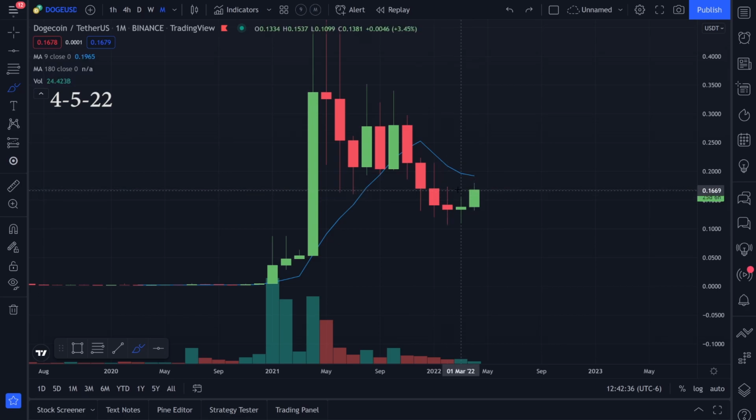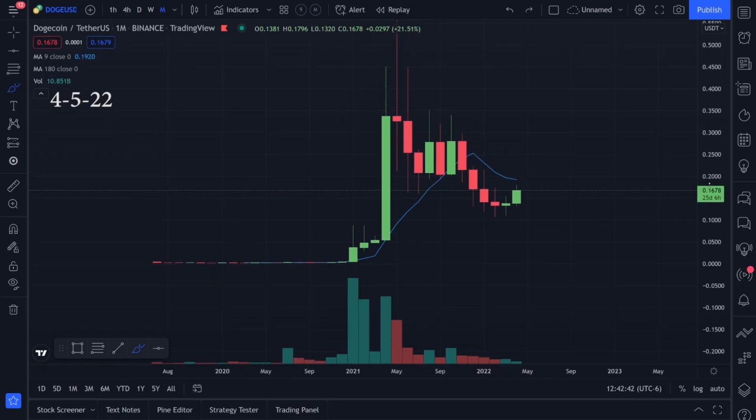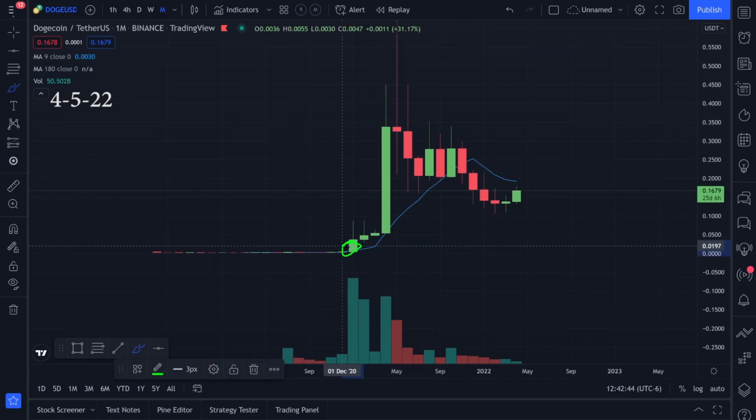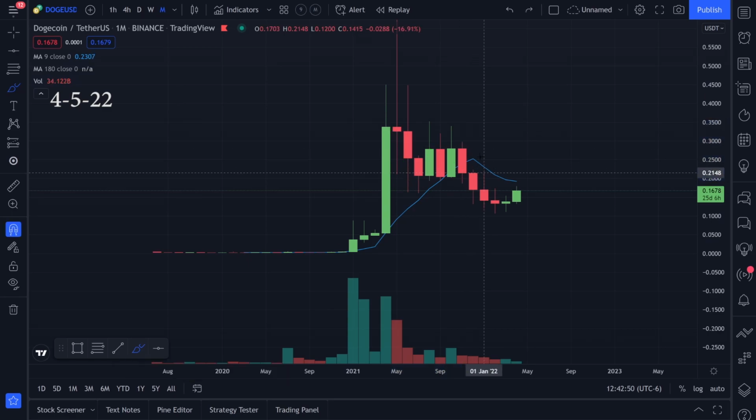What would be really nice to see is us break through that 9 moving average and stay above that as well. Check out what happened the last time we broke above it. We broke above it right here, got support on it, and got that big huge pump. We weren't able to continue bouncing on it, but once we did break above it, we got that huge pump to the upside.